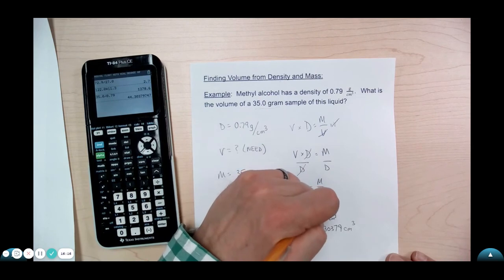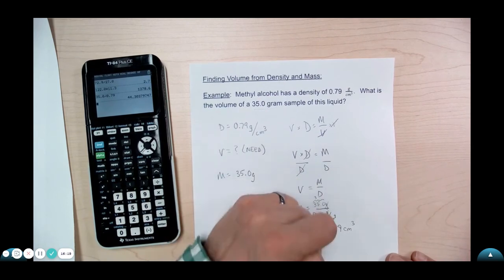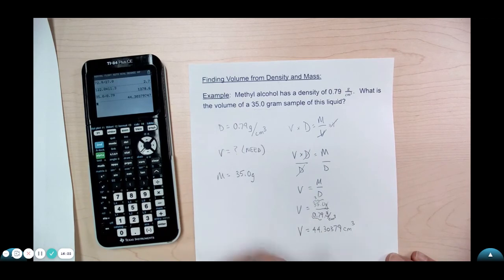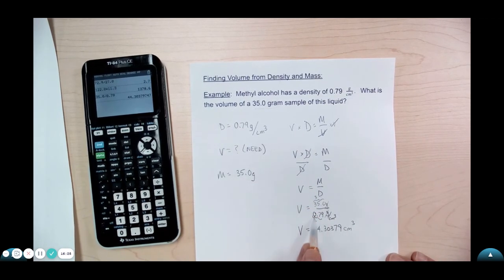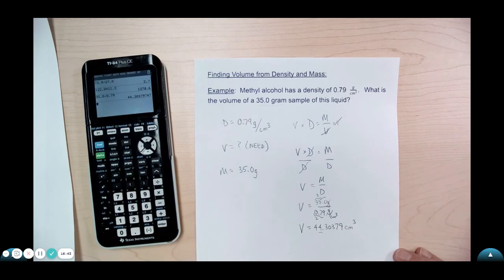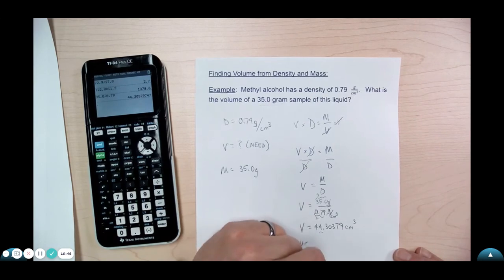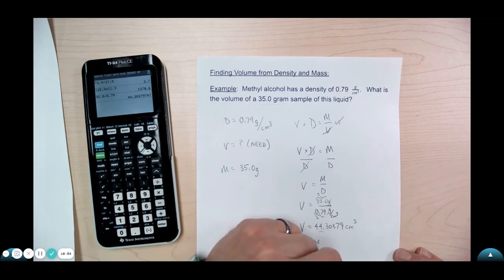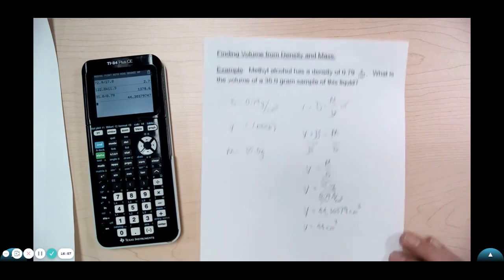35.0 has 3 significant digits. 0.79 has 2 significant digits. Why doesn't the 0 count? Because it's a leading 0. Remember, leading zeros are just placeholders. If I omitted that 0, it wouldn't change the measurement whatsoever. So I can only keep 2 in my answer because 2 is the least that went into the calculation. Here's where I got to round it. That's the second significant digit, 1, 2. So volume equals 44. I'm rounding at the ones place. This is not a 5 or higher, so that's going to stay right where it is. 44 cubic centimeters of volume.